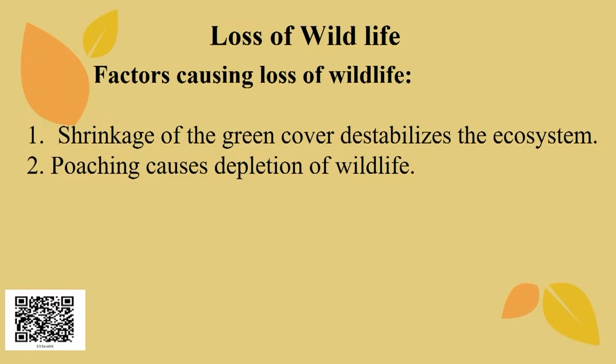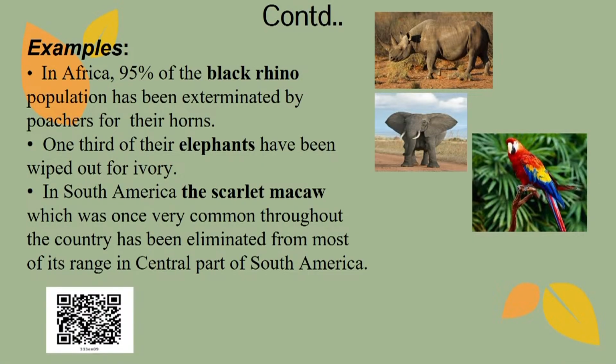So why did we lose wildlife? There are several factors. Shrinkage of green cover destabilizes the ecosystem, and poaching causes depletion of wildlife. And there are several examples. In Africa, 94% of the black rhino population has been exterminated by poachers for their horns. One third of the elephants have been wiped out for ivory.